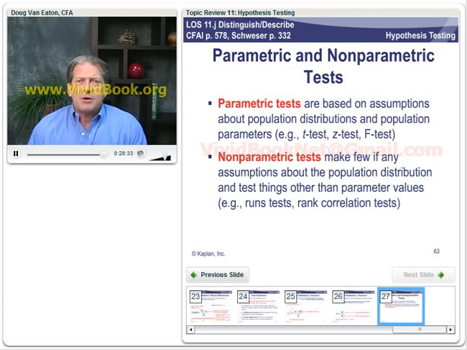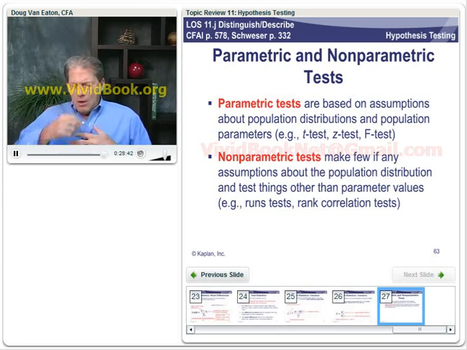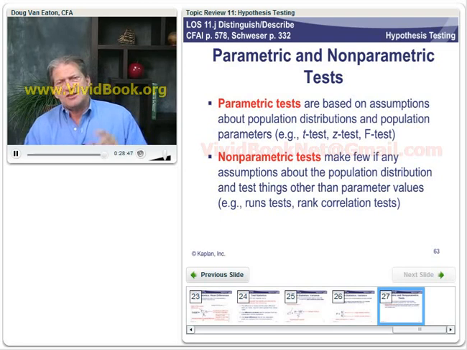Now, a non-parametric test makes few, if any, assumptions about the population distribution, and we test things other than parameter values. A runs test is kind of whether things go up or down, right? If a price goes up, each day we'll give it a plus. Each day it goes down, we'll give it a minus. Well, if these changes are random, we can look at the probabilities of getting like 5 positives in a row or 6 negatives in a row.